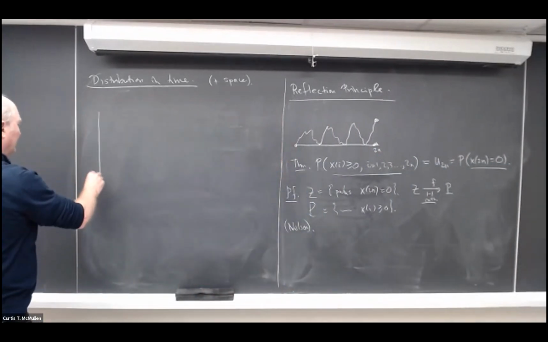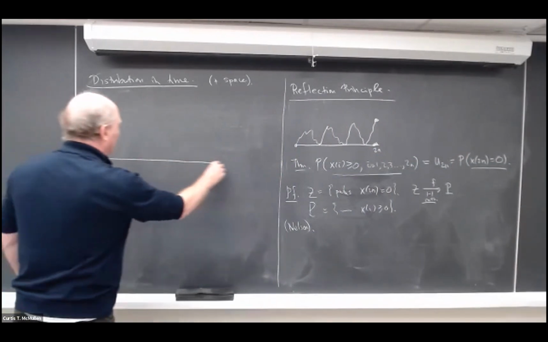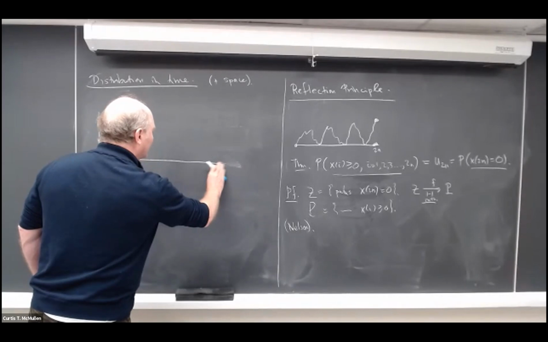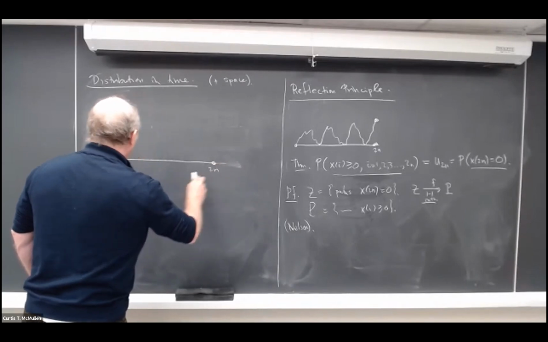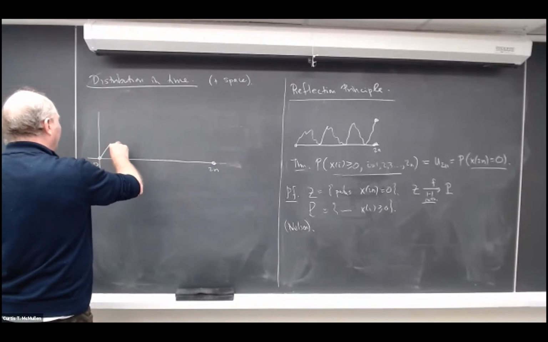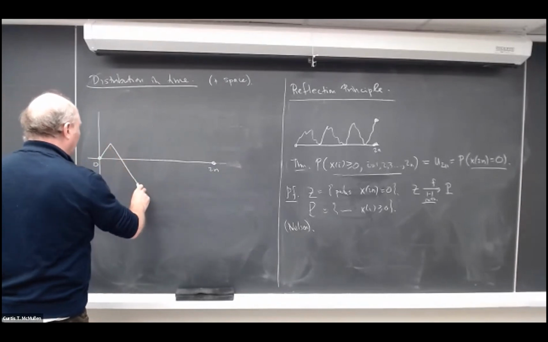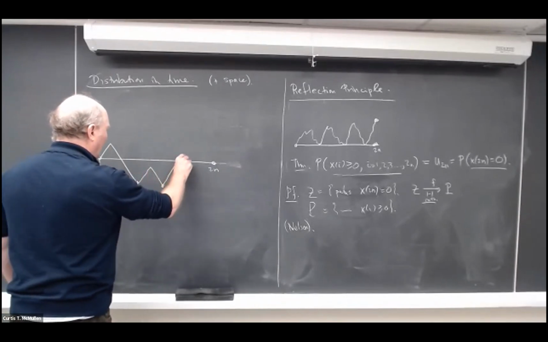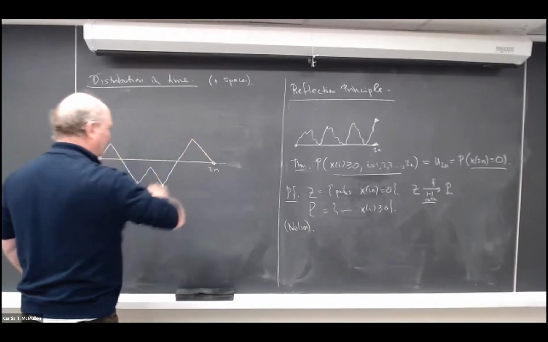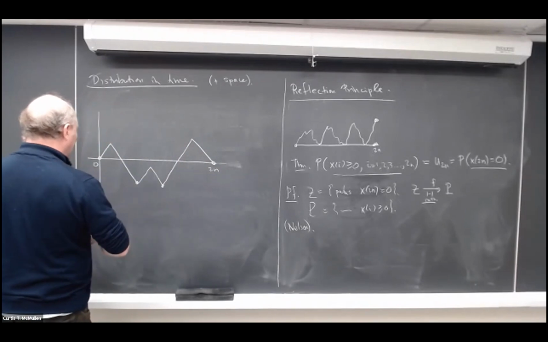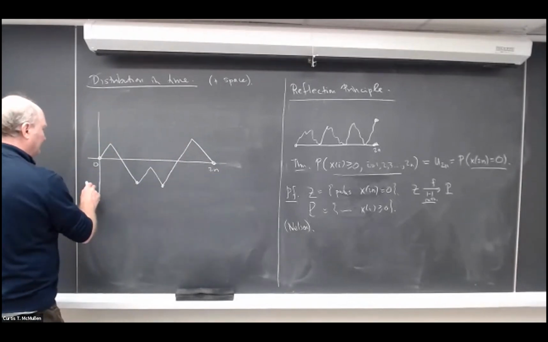So we have a path that returns to 0 at time 2n. It starts at 0, goes up for a while, and then maybe it goes down for a while, and then goes up for a while, then maybe it goes down for a while, goes up for a while, and then finally it returns to 0 at time 2n. Now this path has some minimum value.